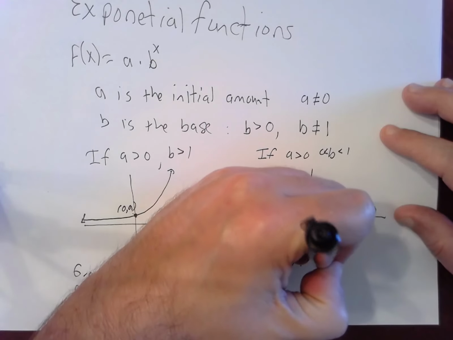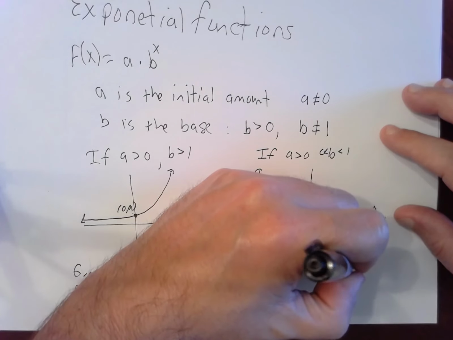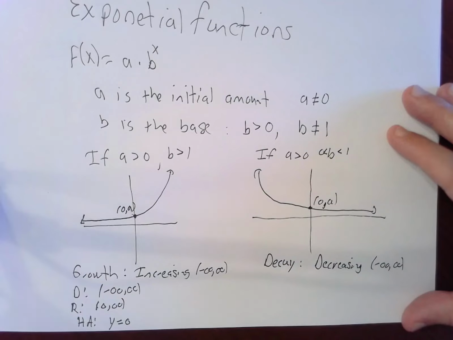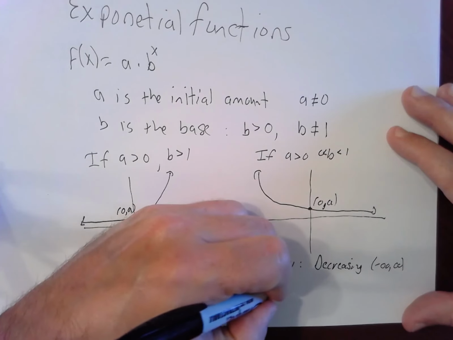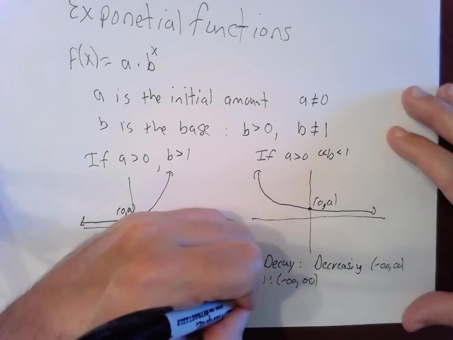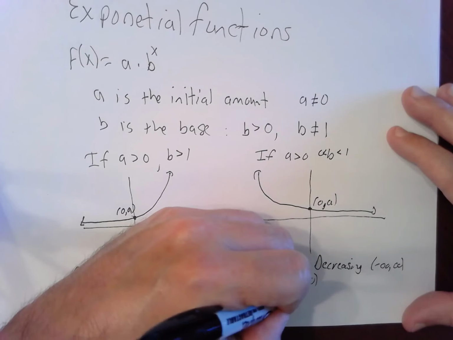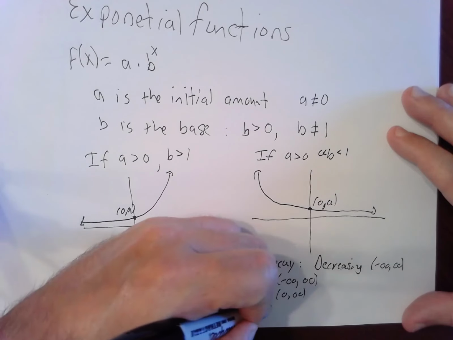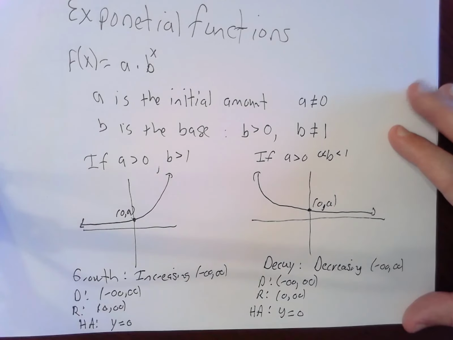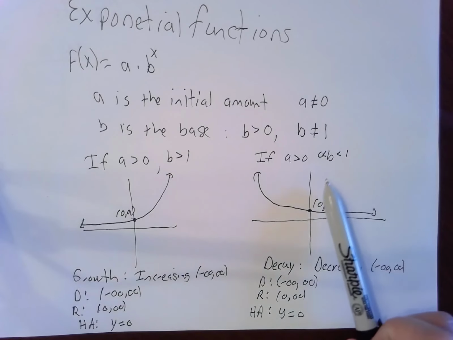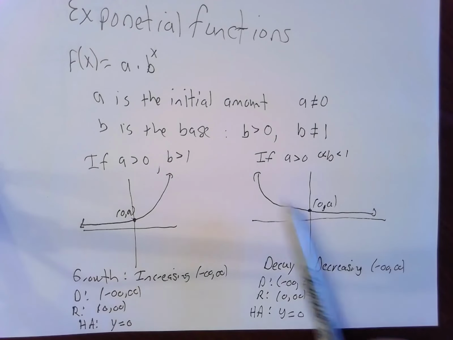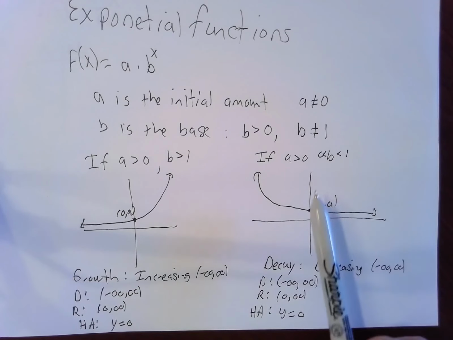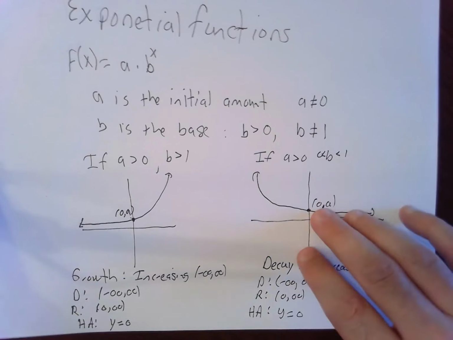So this graph is decreasing, negative infinity to infinity, same domain and range. Domain's all real numbers, range 0 to infinity. And we still have a horizontal asymptote, y equals 0. So it's b that determines whether you have growth or decay. If b is bigger than 1, you have growth. If b is less than 1, and still positive, we have decay.